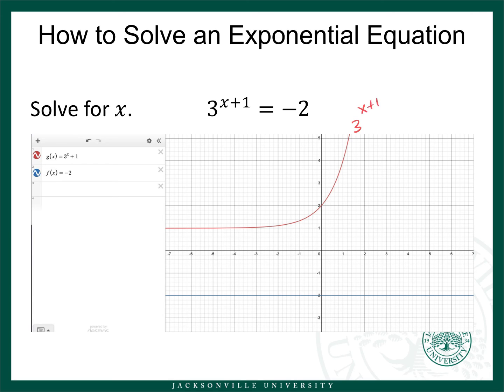raised to the x plus 1, and then the graph that's in blue down here, that's the equation -2. And as you can see, the graph of 3 to the x plus 1 is this curve that keeps growing exponentially like that. And the constant y equals -2 is this horizontal line down here. And hopefully you can see that these two graphs never intersect each other. So again, it just confirms that there's no solution to this equation.